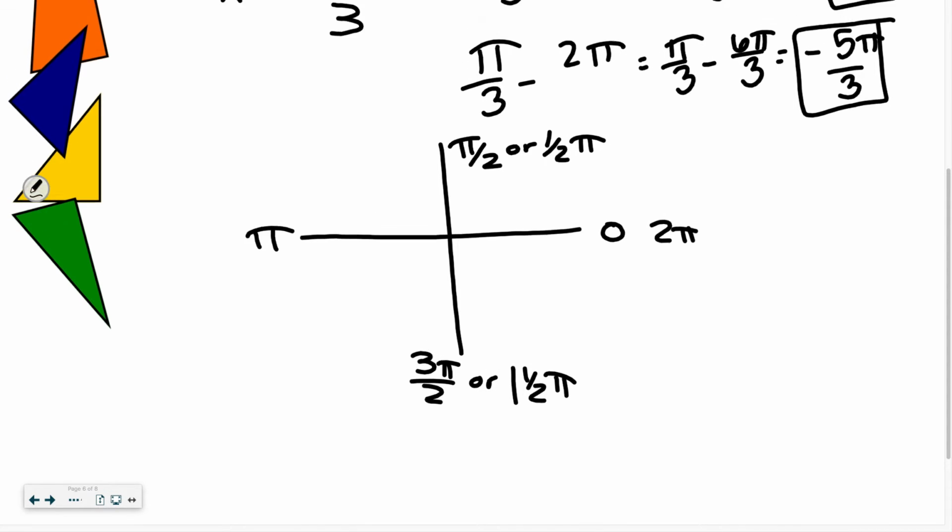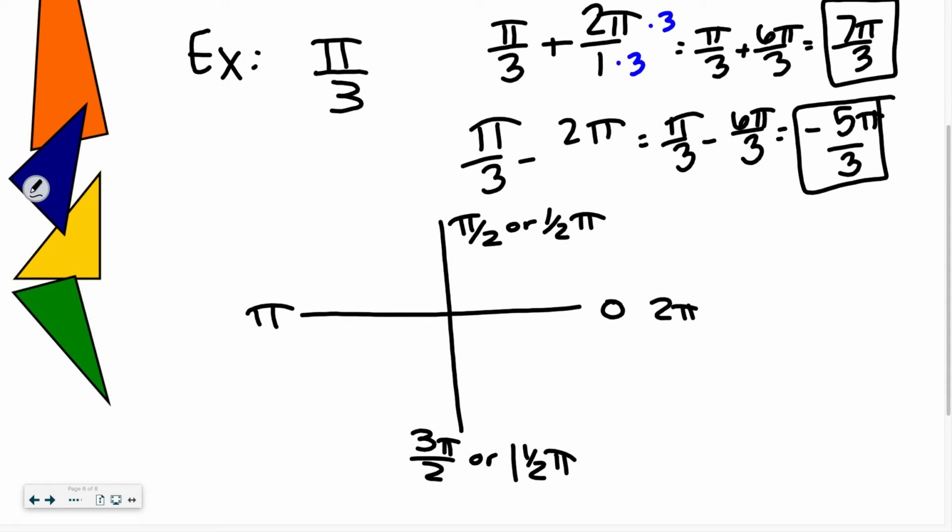So if I was graphing, let's say pi over 3, I would have my initial side on the positive x-axis, just like always. And then what I would think about is, where is pi over 3 in relation to all these quadrants? Is 1/3 pi between 0 and 1/2 pi? Yeah. Having 1/3 of a Snickers bar is less than having 1/2 of a Snickers bar, isn't it? So it must be somewhere in quadrant 1.